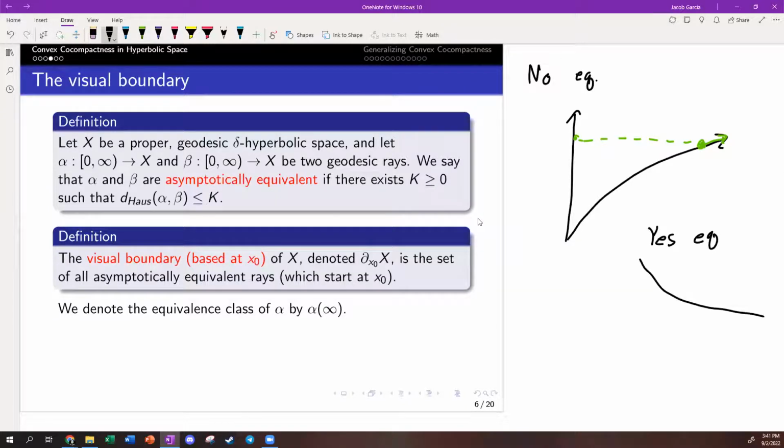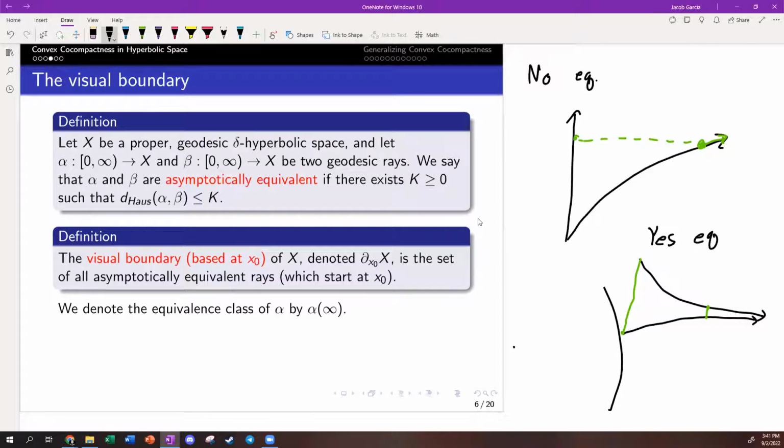If I have two rays that appear to travel parallel as they get farther and farther down, that's exactly going to satisfy their Hausdorff distances being bounded. And we should think of the maximum distance as the distance between the starting points. Okay. So the visual boundary is the set of all asymptotically equivalent rays that all start at a given base point. And there's a standard topology that we put on these rays where we say that two points at infinity are close if their geodesic rays fellow travel for a very long time.